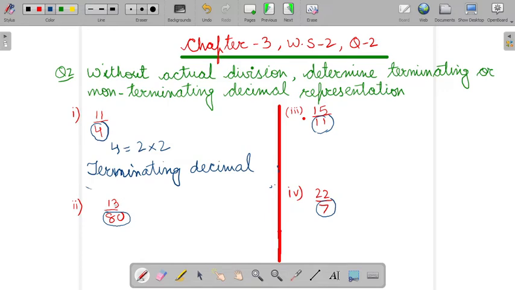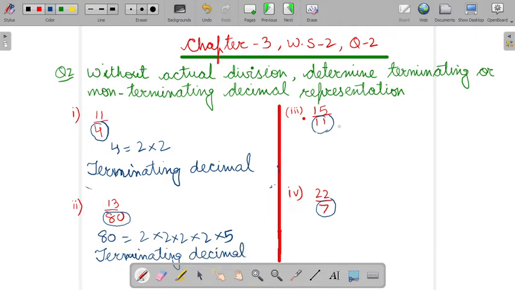Remember that you have to look at the denominator, but before that, make sure it is in standard form. Here the denominator is 80. Try to find its factors: 2 multiply 2 multiply 2 multiply 2 multiply 5. What do you observe? Here the prime factors are either 2 or 5. So tell me whether it is terminating or non-terminating. It is terminating, because as I have told you, it should be either 2 or 5 or both of them.